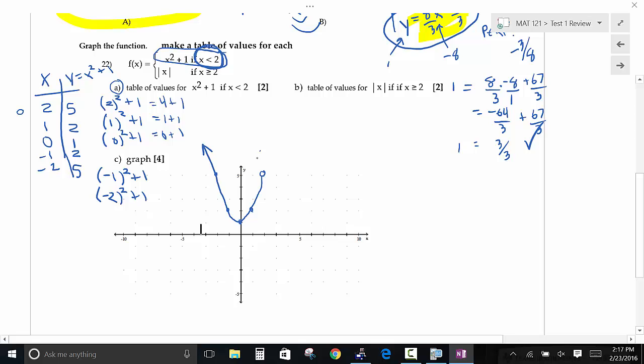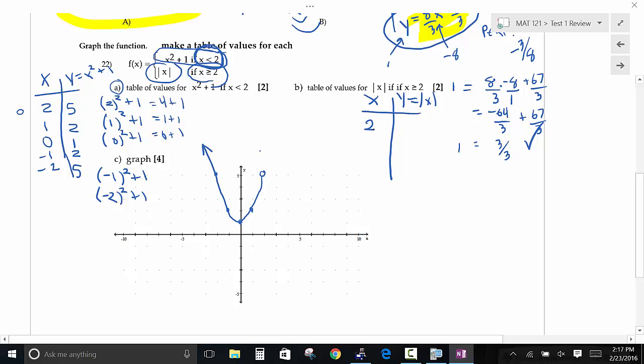That's what the problem says, is it says you are graphing x squared plus 1 when x is less than 2. I always see students just keep going on and on to both directions. Stop at that point. Now what we're going to do is we're going to do another table of values for the second piece. So we're going to do a table of values for absolute value of x. Now, what kind of numbers do I need to use on this one? 2 and bigger. It says x greater than or equal to 2.